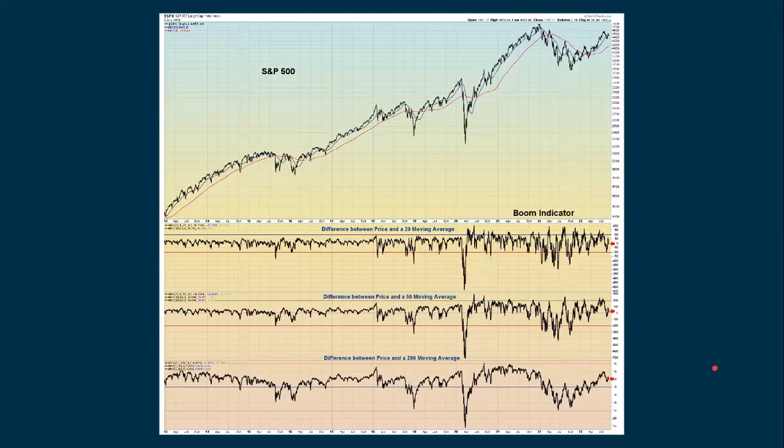Then I have a thing called the boom indicator, and I created this indicator a long time ago, and there's some logic behind it. I only came up with the name a few years back, where we look at a 20 period, 50 period, and 200 period moving average. And then we compare where is price to the moving averages. When we get really far away from any moving average, price has a tendency to come back to that moving average. Up on the top, it is the 20 period moving average, and we would hit that first.